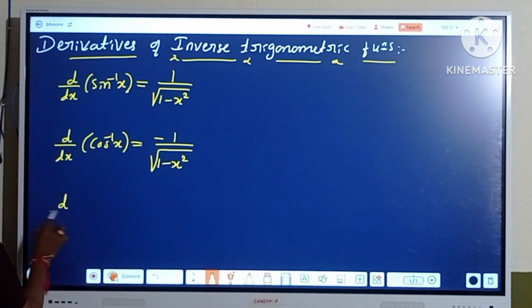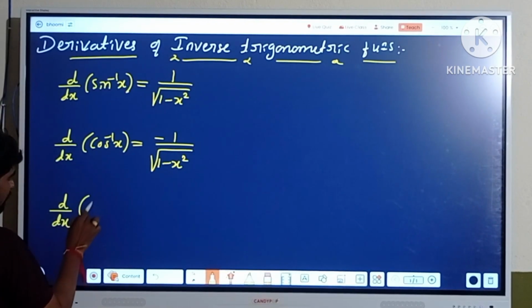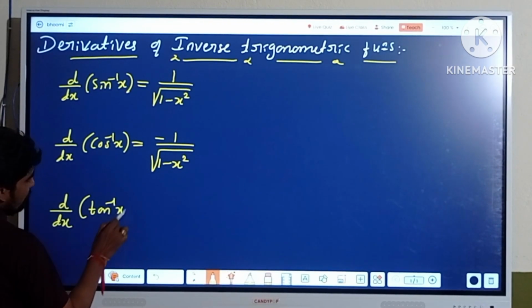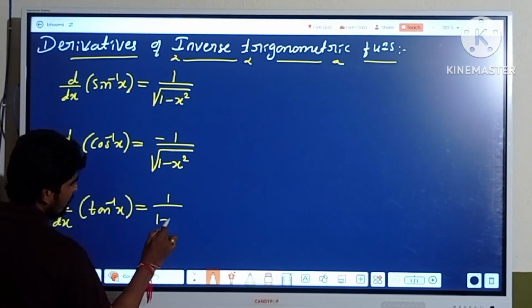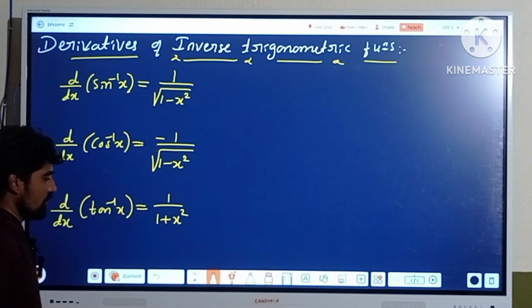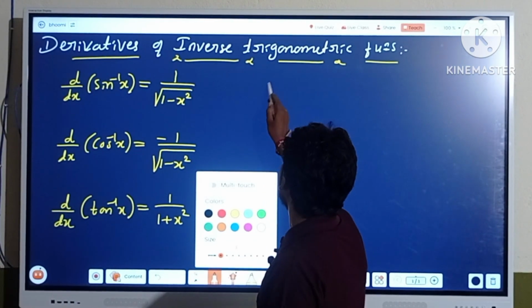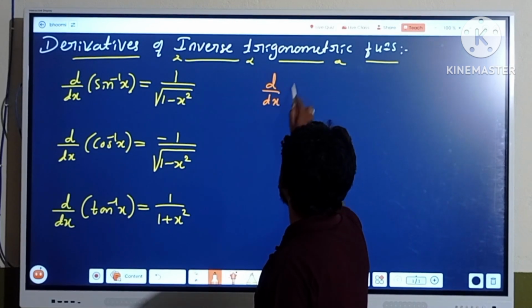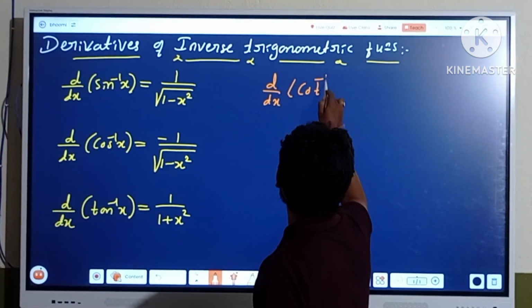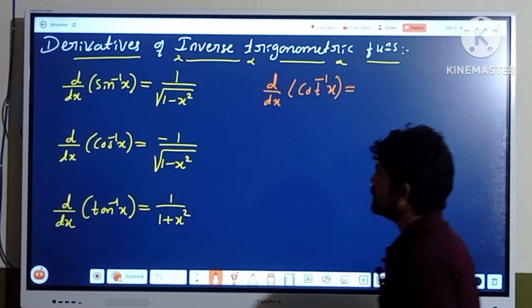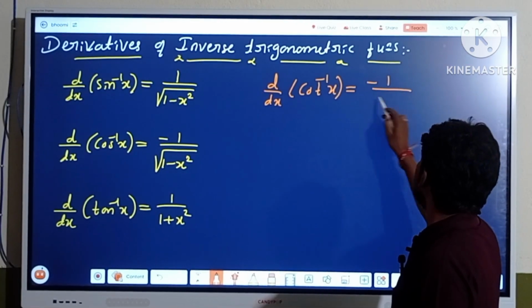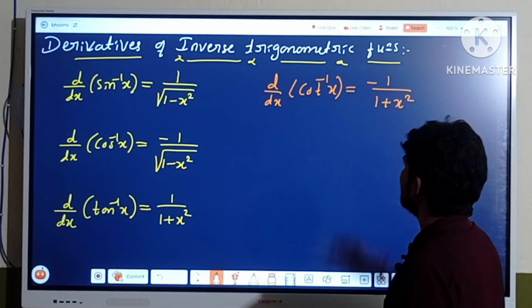And the third one, the derivative of tan inverse x is equal to 1 divided by 1 plus x square. And the fourth one is the derivative of cot inverse x, which is equal to minus 1 divided by 1 plus x square.